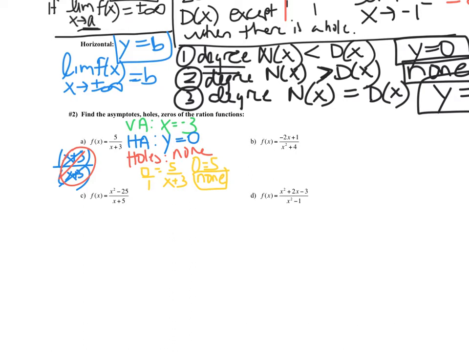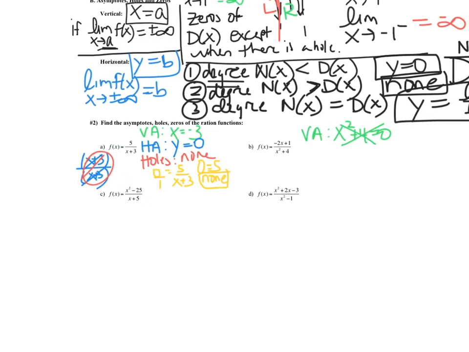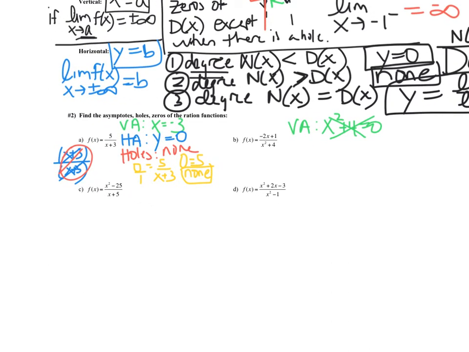The next one, vertical asymptotes are going to be any zeros of the denominator. Well, if I take the denominator and set it equal to 0, I only get imaginary solutions here. And so we're not dealing with imaginaries. We're dealing on a real graph. We're looking for real asymptotes. So there would be none. Vertical asymptote, none.